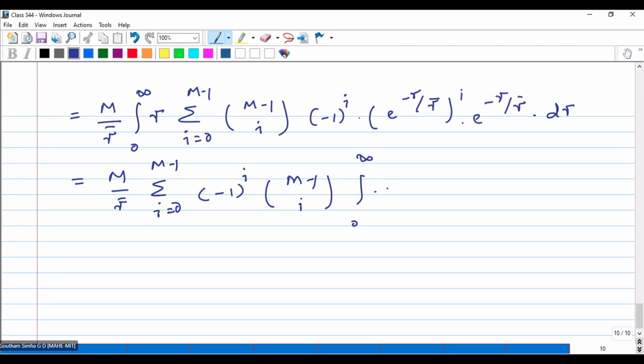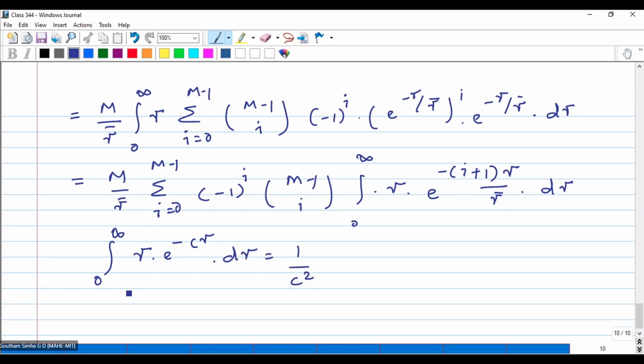So this term becomes gamma into e to the power of minus (i plus 1) gamma divided by gamma bar, d gamma. You have to play around with it, that's all, but you should know this binomial expansion. From 0 to infinity, there is one formula: the integral of a into e to the power of minus c a, d a, is 1 by c square. So apply this c, the same thing here, you have to apply here.